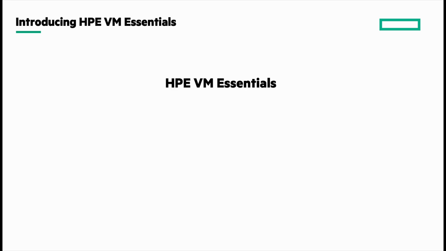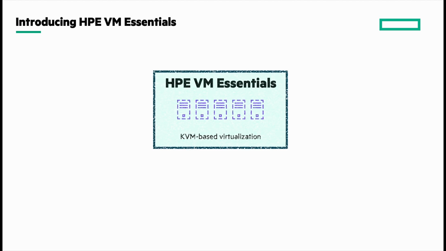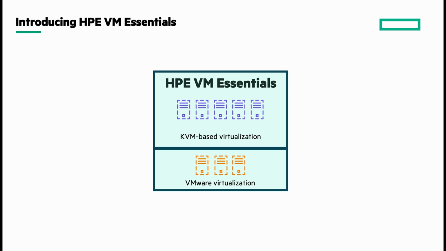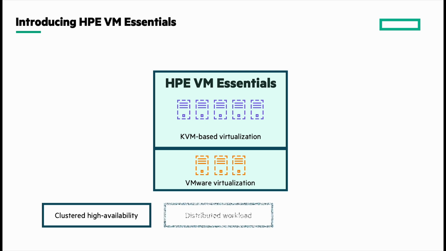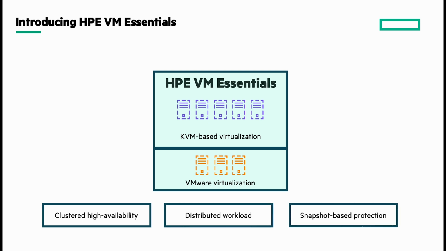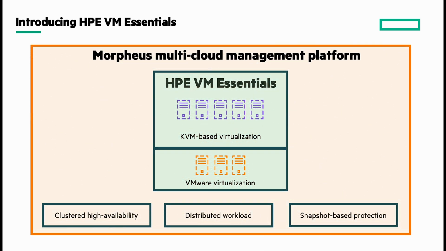HPE VM Essentials is a KVM-based virtualization solution that allows management of both its own virtual machines as well as VMware-based deployments in a single interface. Features include clustered high availability, distributed workload placement, and built-in snapshot-based protection. HPE VM Essentials also offers a seamless upgrade path to the Morpheus Enterprise-class virtualization platform. Morpheus adds support for containerization management, additional hypervisor options, and orchestration of the HPE private cloud portfolio of solutions.